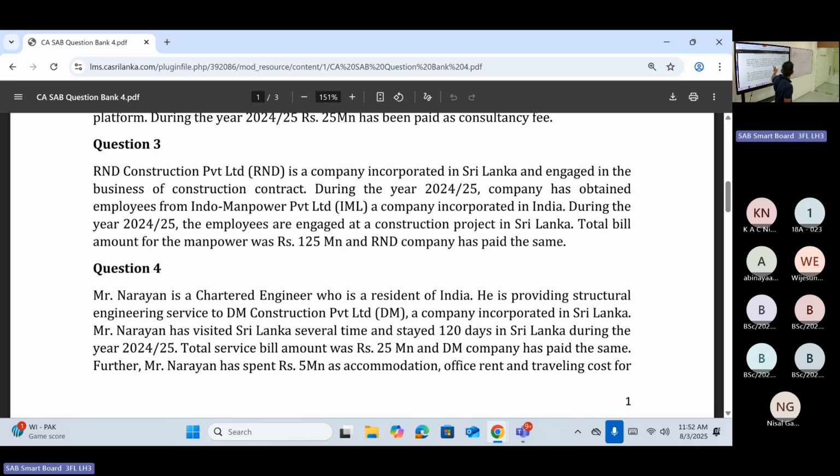So we have paid 125 million to whom? That company. We didn't pay a single cent to the employees. But if the employment is exercised in Sri Lanka, they are chargeable for Sri Lanka tax. Non-resident employees are exercising employment in Sri Lanka. Irrespective of that, the payment may come from India.